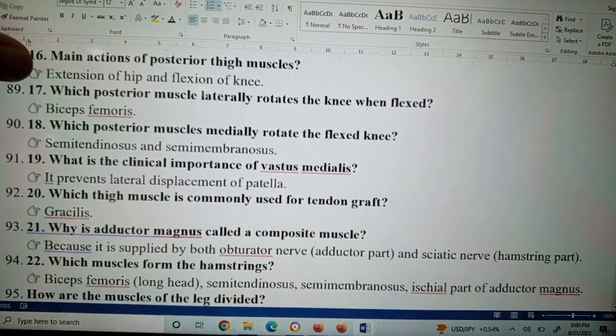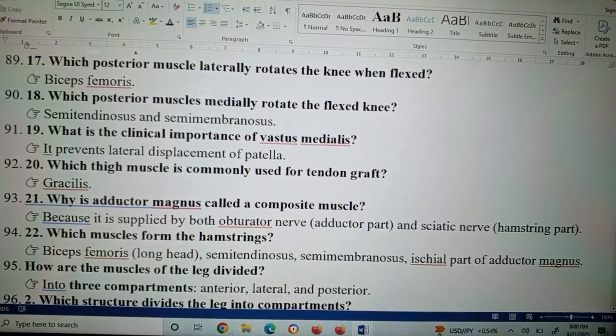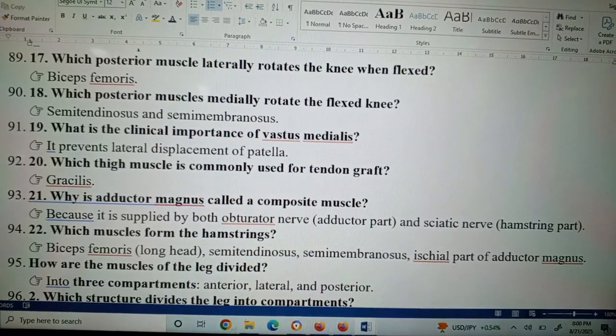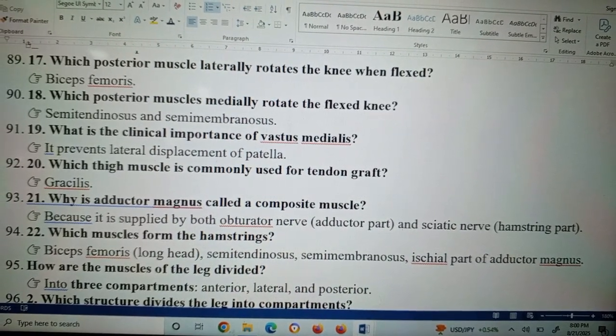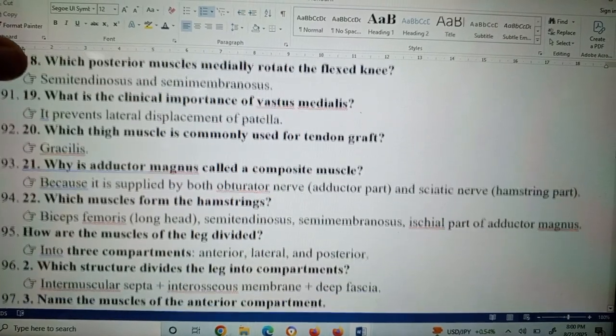What is the clinical importance of vastus medialis? It prevents the lateral displacement of the patella, because it is present medially. Which thigh muscle is commonly used for tendon graft? Gracilis is used for tendon graft.